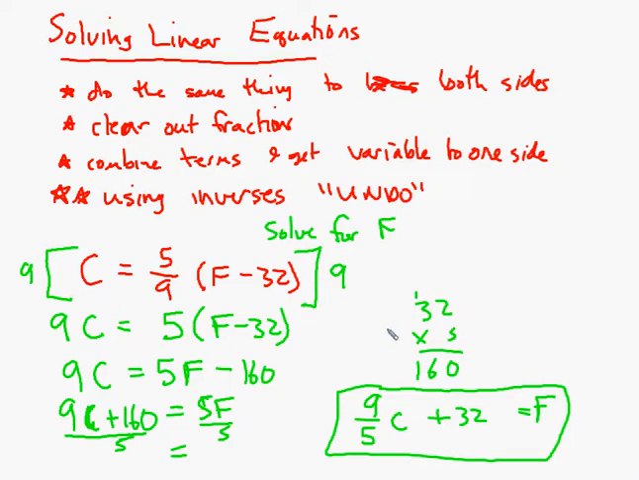I have a question. How do you get 32 again? Because when I divided by 5, 160 divided by 5 would be 32. Yeah. So I added my 160 and then I divided everything by 5. So it just goes back to the way it was, except it's plus now.